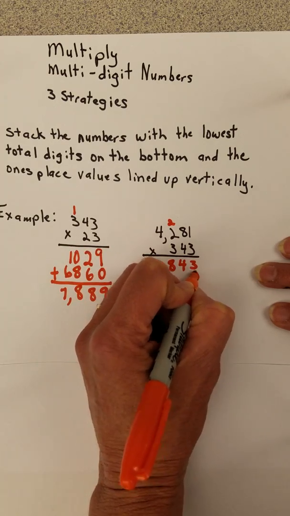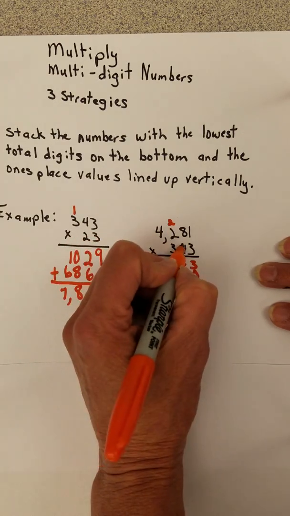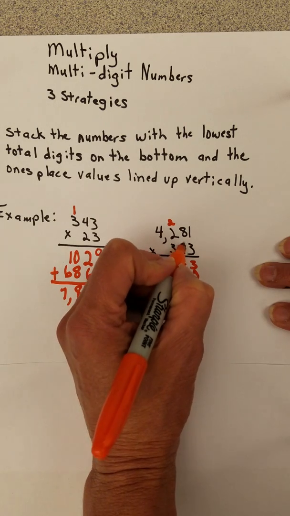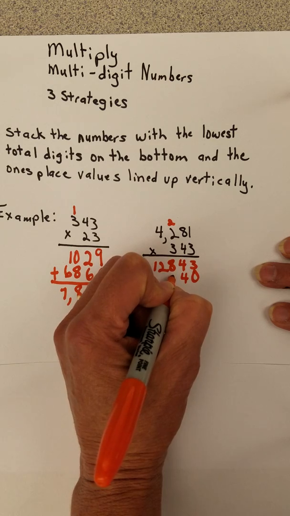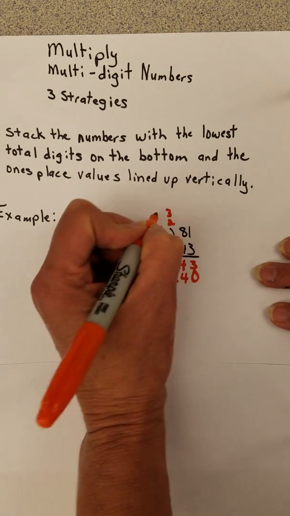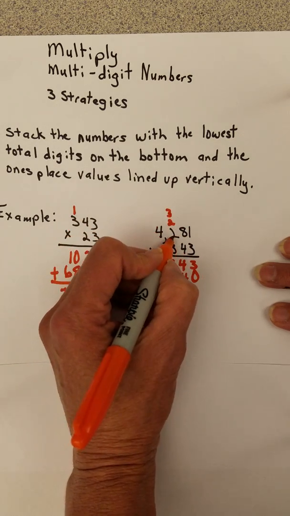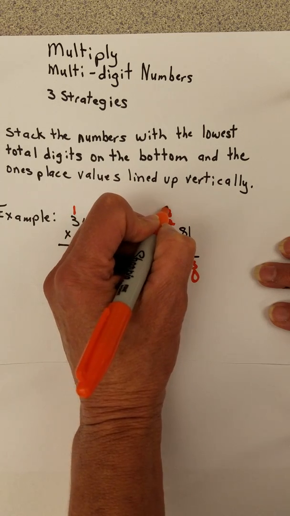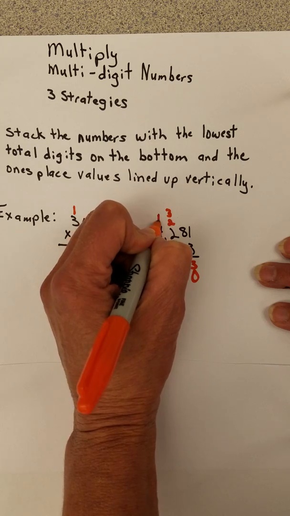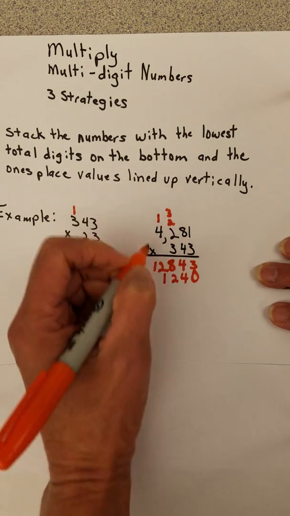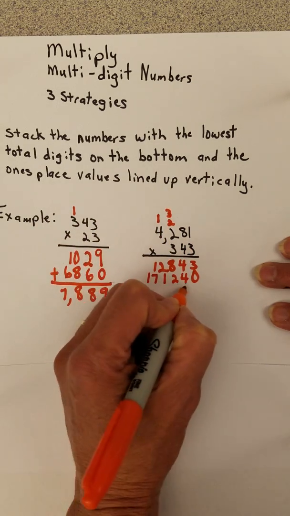Now I'll put my 0 here because I'm going to start on my second digit. 4 times 1 is 4. 4 times 8 is 32. Carry my 3, and then 4 times 2 is 8, plus the 3 is 11. Carry the 1. 4 times 4 is 16, and the 1 carried is 17.